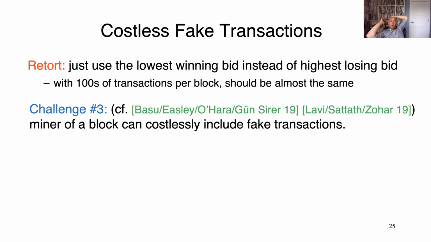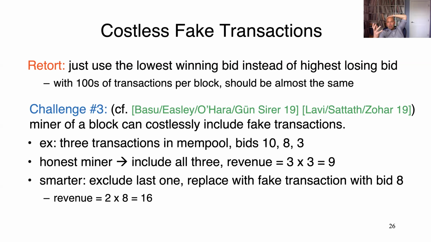But the point is that with VCG, these truthful kind of auctions, actually fake transactions can boost your revenue. For a simple example, imagine we had a block that could only fit 3 transactions. And imagine there were 3 transactions in the mempool with bids 10, 8, and 3. A miner honestly executing our approximation of the VCG mechanism would include all 3 of these transactions and they'd all pay the lowest winning bid, which would be 3. So 3 different transactions would pay 3 for a total of 9.